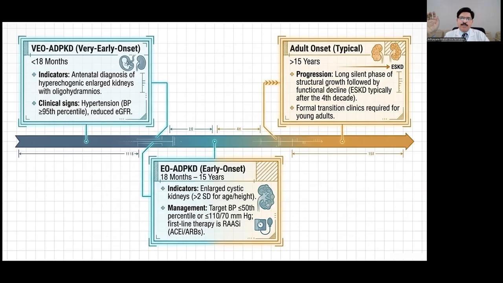You should not combine. Then adult onset: long silent phase of structural growth followed by functional decline, typically after the fourth decade. End-stage renal disease is rather late. Formal transition clinics are required for young adults. That means we have three types: VEO-ADPKD, EO-ADPKD, adult onset ADPKD, clinical presentation wise. Diagnosis wise, PKD1, PKD2, minor genes.